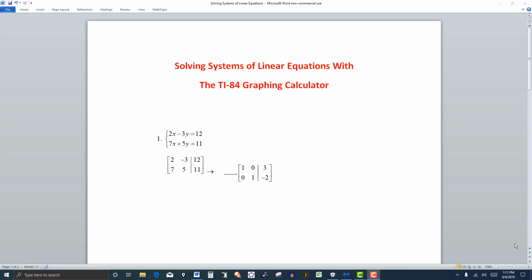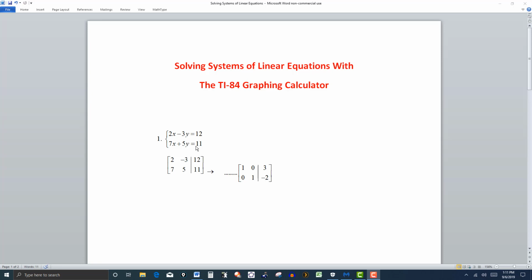In this video, I'm going to look at how to solve a system of linear equations using the TI-84 graphing calculator. I've done some with the TI-89. Here the focus will be on the 84. And we'll be looking at the scenario where we have the same number of variables as we have equations. So in this case, we have two variables, x, y, and two equations. You could have three variables, three equations, and so on.